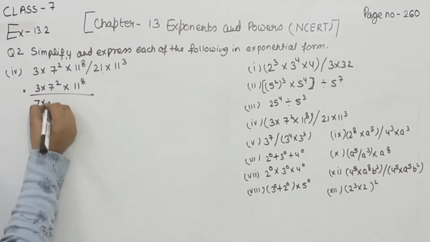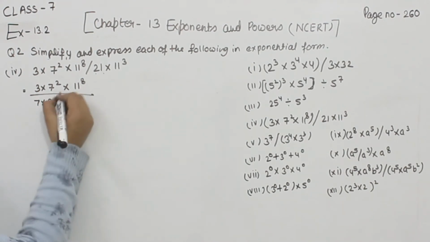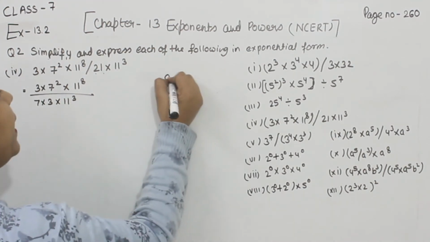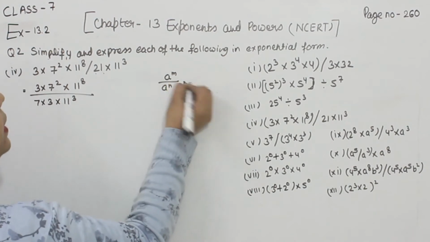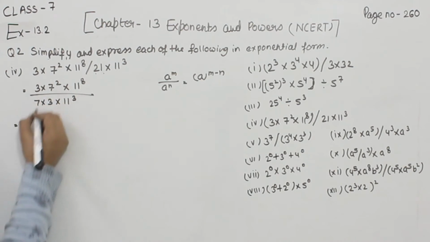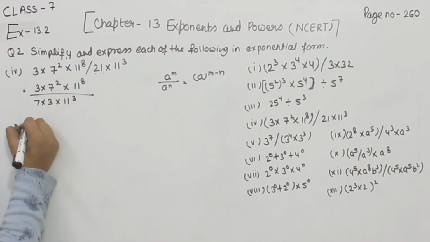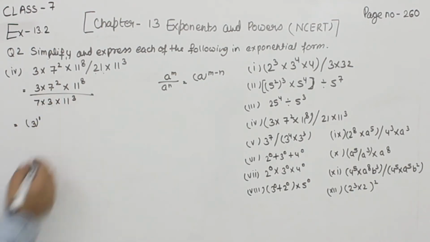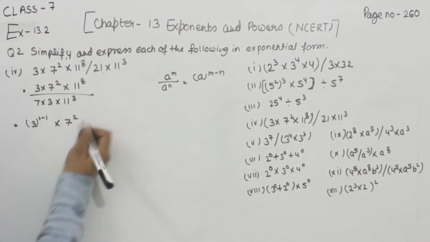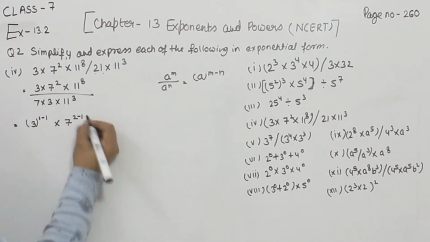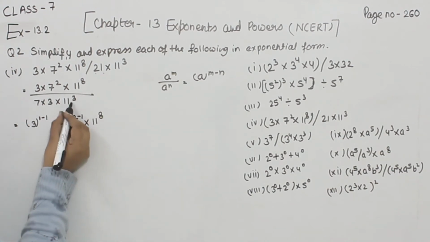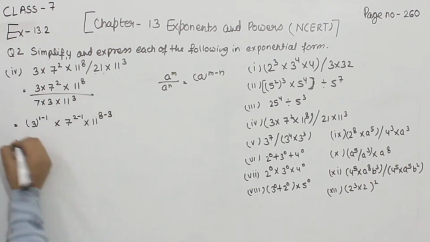21 can be written as 7 multiplied by 3, 7 3s are 21, multiplied by 11 to the power 3. Now, I am going to apply a to the power m divided by a to the power n is a to the power m minus n. Now, first come to 3. In the numerator we have power 1 and in the denominator also power 1. So, minus 1, multiplied by 7 to the power 2. Now in the denominator we'll have power 1, so that means minus 1. Now multiply by 11 to the power 8. Now in the denominator we have 3, so minus 3.